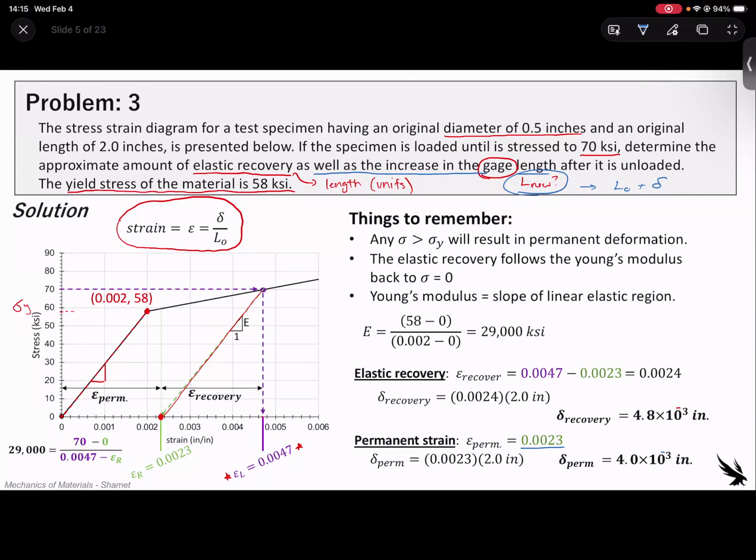Now, it just so happens that the elastic recovery is similar to the permanent strain value, 0.0024 and 0.0023. This is just a coincidence of the problem. That's not always the case.